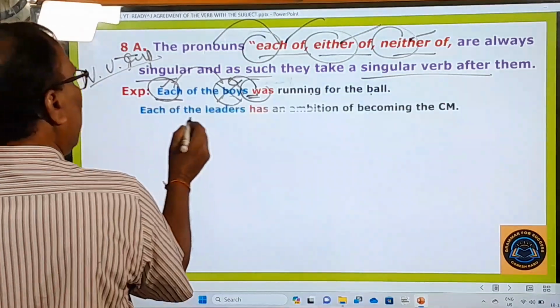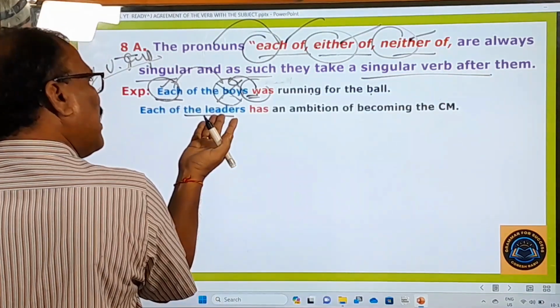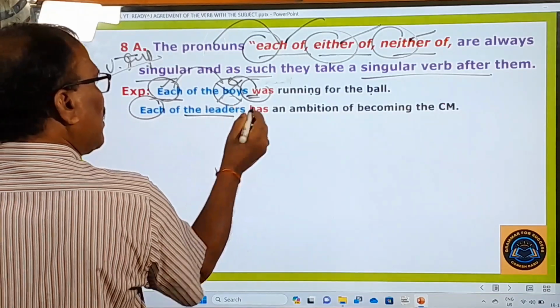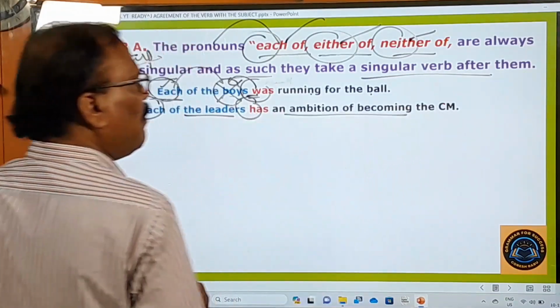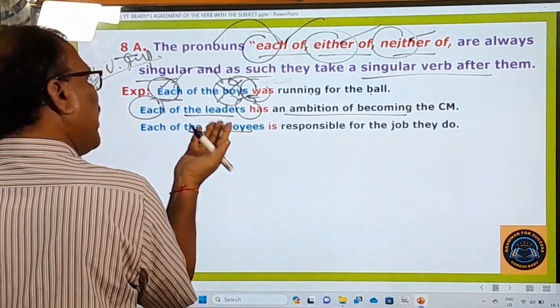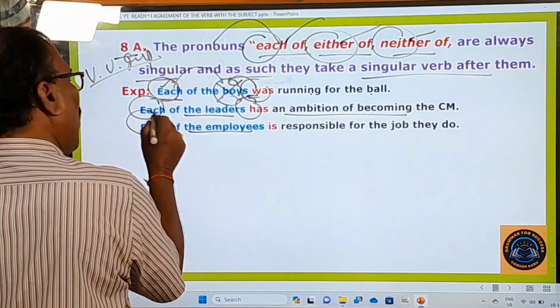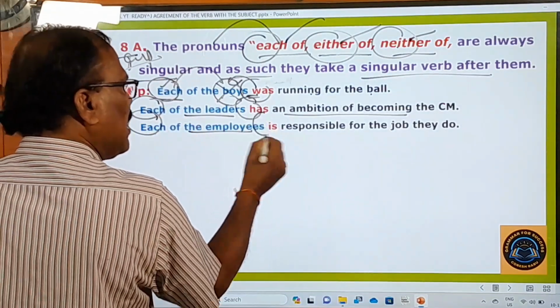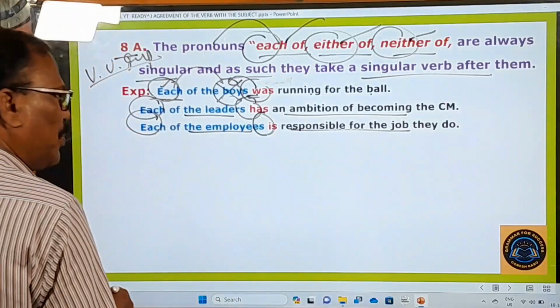Okay, and here each of the leaders, there are so many leaders, but you are taking only one out of them. Okay, each of the leaders has an ambition of becoming the CM, right? And here each of the employees, there are many employees, but you are taking only one out of them. Okay, each of the employees is responsible for the job they do, right?